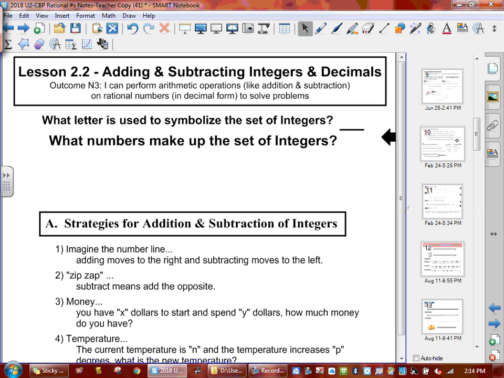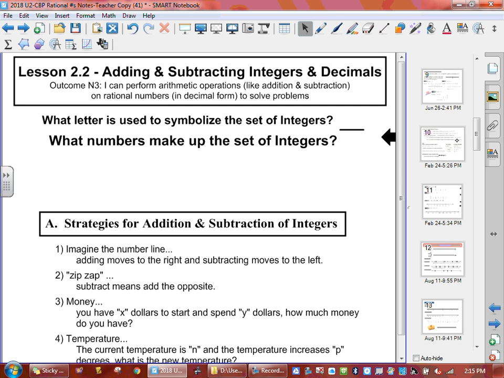Okay, we have lesson 2.2 for lesson 2. We're going to talk about adding and subtracting decimal numbers and integers. So integers are the negative and positive numbers, okay? Remember we have all those symbols for our real number system. What symbol do we use for integers?